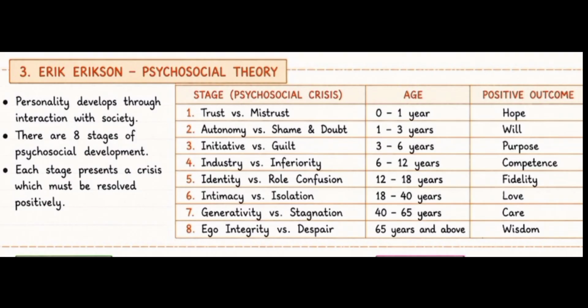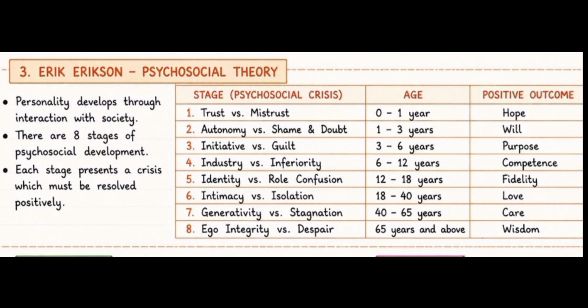Fifth, identity versus role confusion, 12 to 18 years. The positive outcome is fidelity. In identity, fidelity is the basic strength developed in this stage. In role confusion, if the child is not identified by parents, teachers, peer group, etc., then the child develops role confusion and thinks that they and their role are not important in their family and school. In identity, they are to be identified in their peer group. They feel superior when they are identified by their parents and teachers.